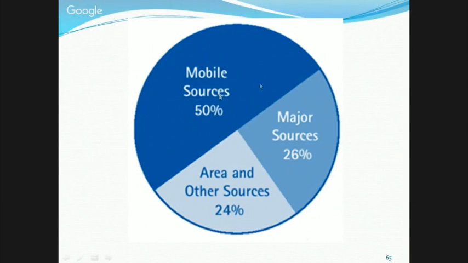We see that out of these sources, mobile sources account for 50%. That means the major problem is our transportation systems. Then other major sources cause 26%, and area and other sources cause about 24% of the air pollution. If we are able to control this 50%, that would be a major gain.